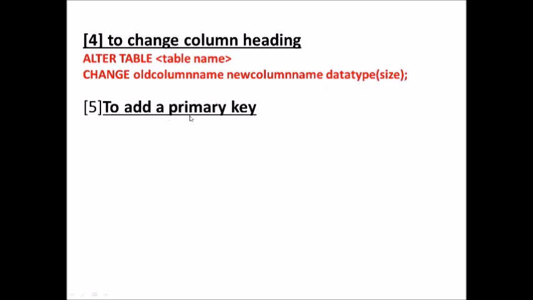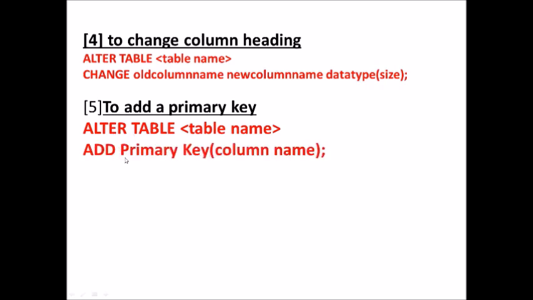Next is if you want to add a primary key. Suppose you created the table and that time you forgot to create the primary key. And now you want to create a primary key, you can use alter table command to do so. And the format of adding primary key is alter table table name, add primary key, and which column you want to set as primary key, you have to write the column name within round brackets.